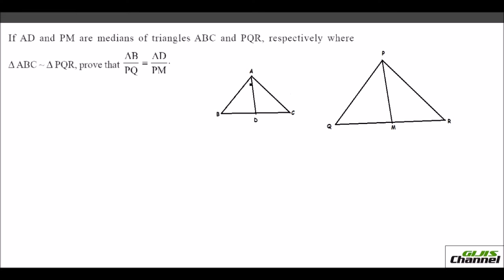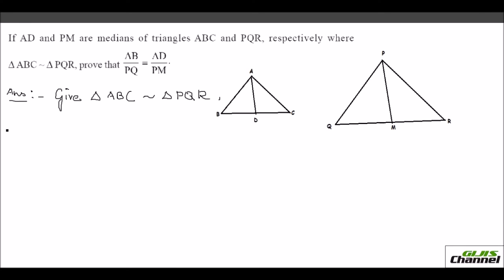So we need to take the small triangles, right? These two triangles, and compare. So before going on to that, let me write what is given, okay? So triangle ABC is similar to triangle PQR.